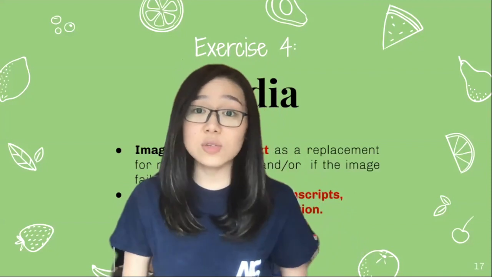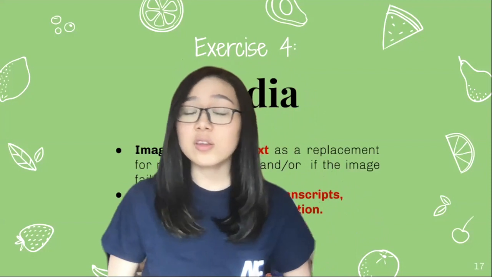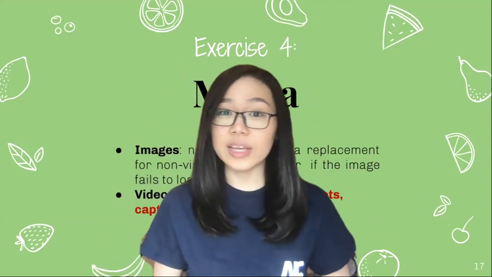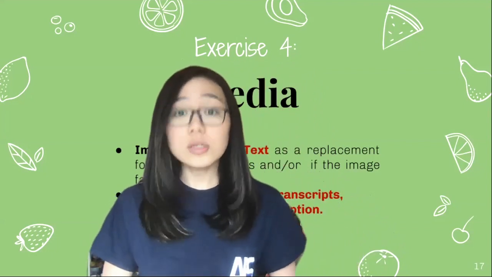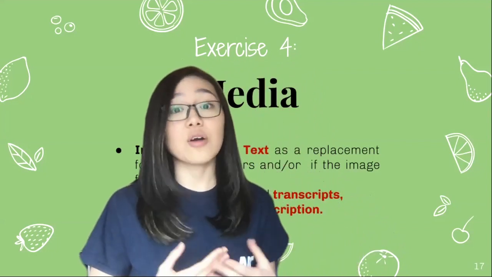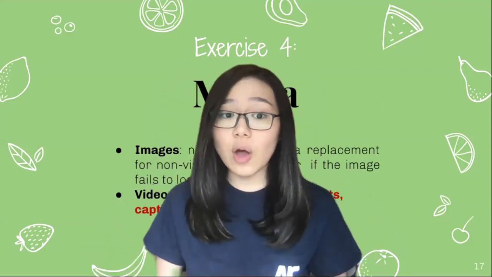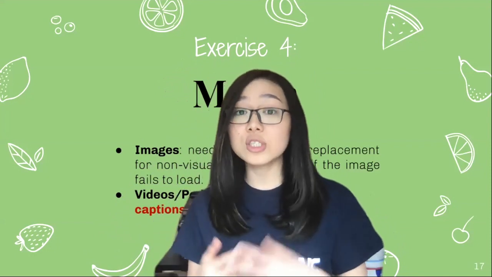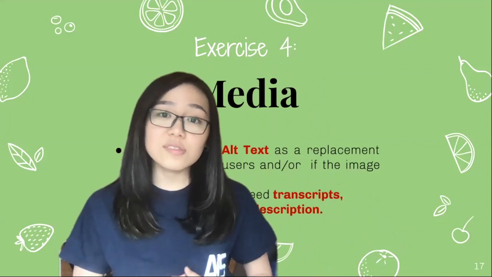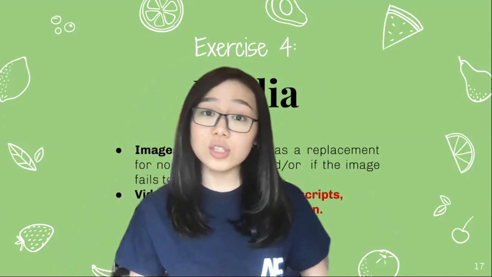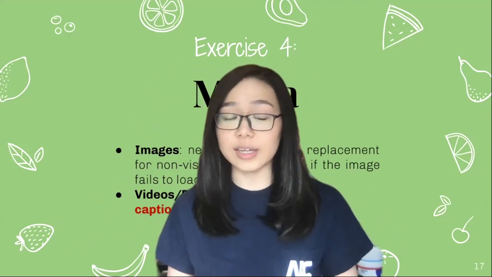The next exercise we'll work on is about media. There are two different kinds of media. The first one is images and the second one is videos or podcasts. For images, we need to put an alt text in our image elements in our HTML code. So alt text is basically the attribute of an image tag in HTML, and we'll show you what we mean by that later. Alt text serves as a replacement for non-visual users so that the screen reader can announce the description of the picture from your alt text.